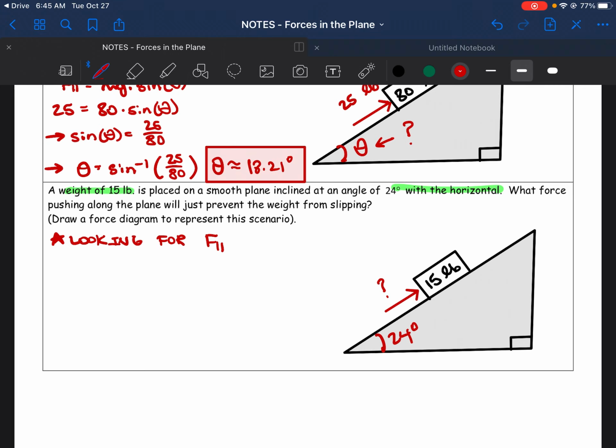And let's see, we know that the parallel force is equal to the weight, mg, times the sine of theta. We know that the weight, mg, is 15. We know theta is 24 degrees. 15 times the sine of 24 degrees, throw that into the calculator, you're going to get 6.1 pounds.